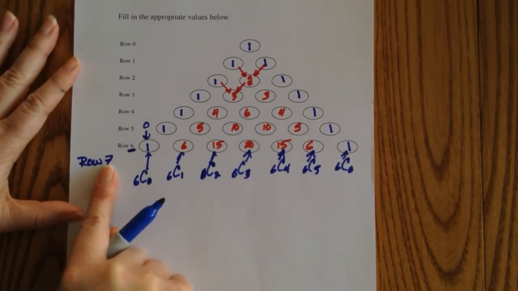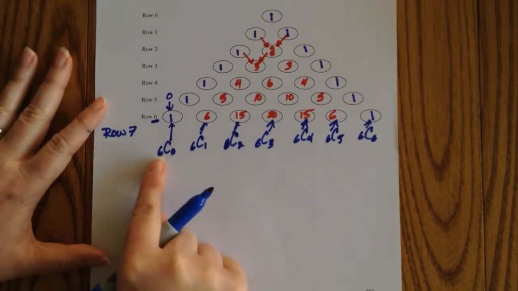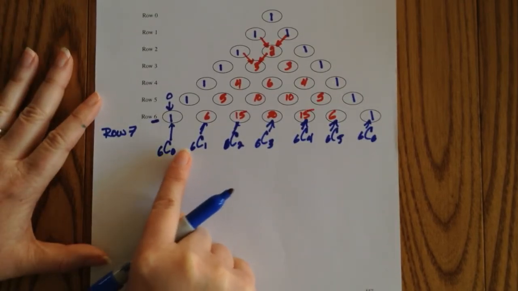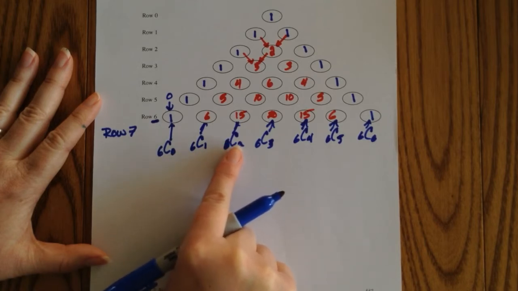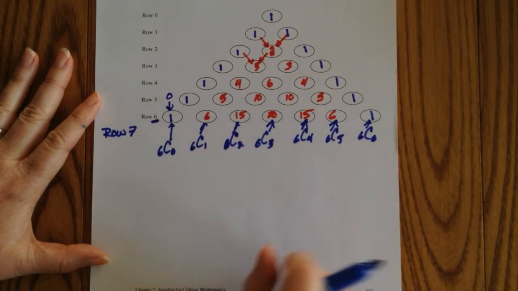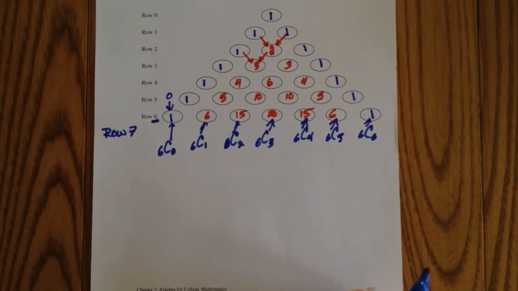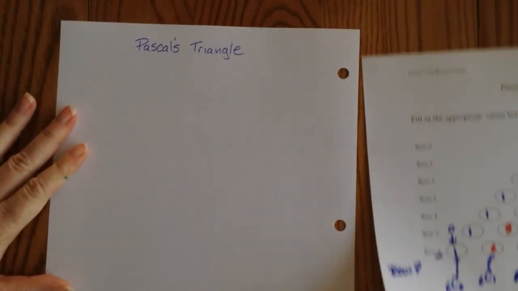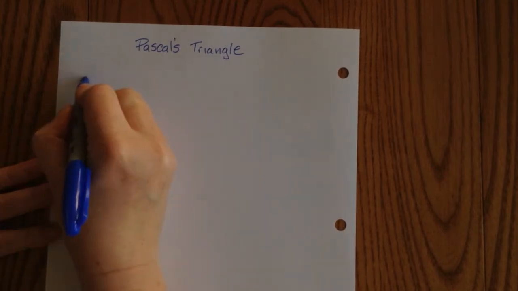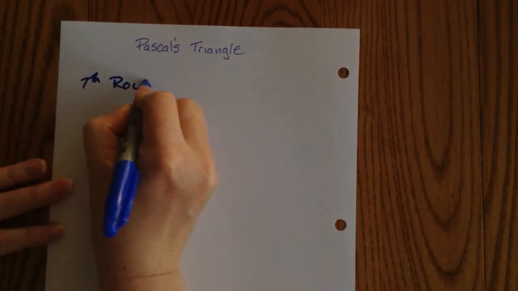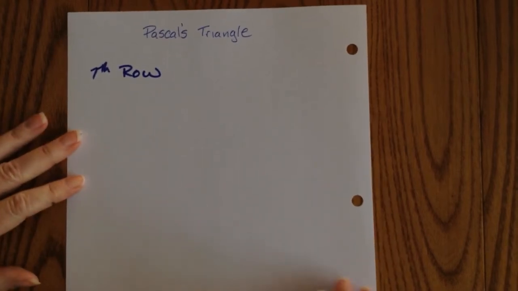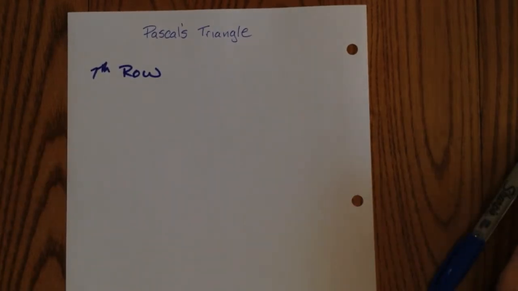So if I wanted row 7, I would just need to change these to 7 choose 0, 7 choose 1, 7 choose 2, 7 choose 3, and so on. And so, to get the 7th row of Pascal's triangle, I could enter all of those values one at a time. Or I could be really wise about it. We are going to be able to generate the 7th row using our graphing calculator. All right, pause the video if you need to. Go get your graphing calculator.